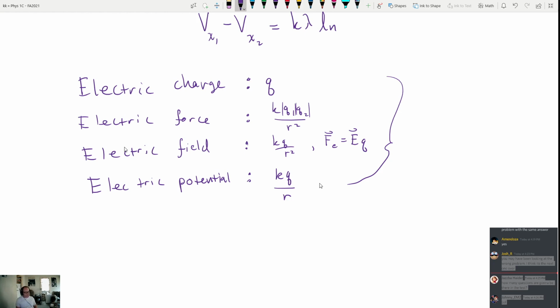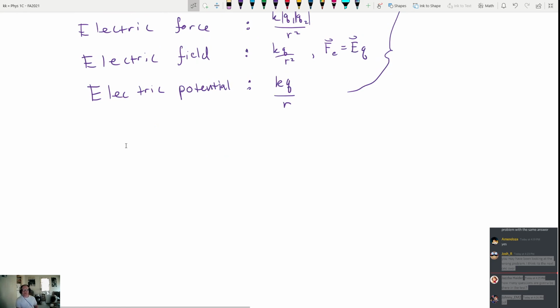Oh, I know what we didn't get to today. So you're going to have problems on your homework where they give you multiple point charges, Q1, Q2, and Q3. And they're going to ask you what is the energy of this system? I forgot about this. I was thinking about it while we were going through it, and it's listed on my list up there. I just forgot about it.